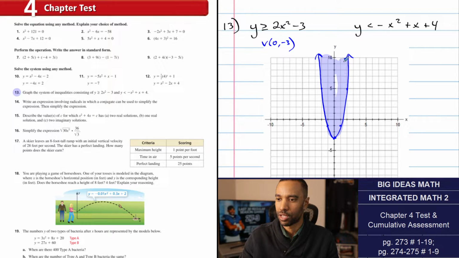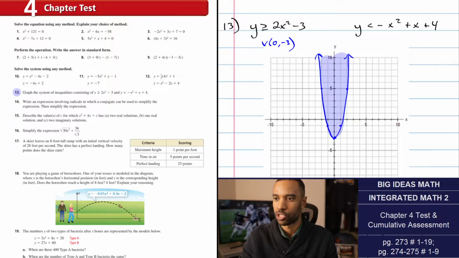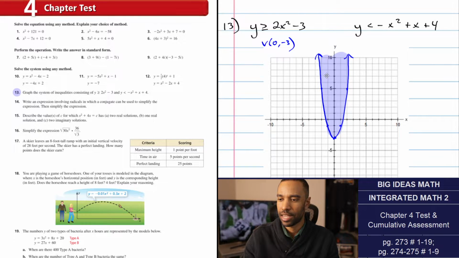Sorry if it looks like there's a little bit of overlap. Sometimes after doing this, it kind of changes itself. There we go.